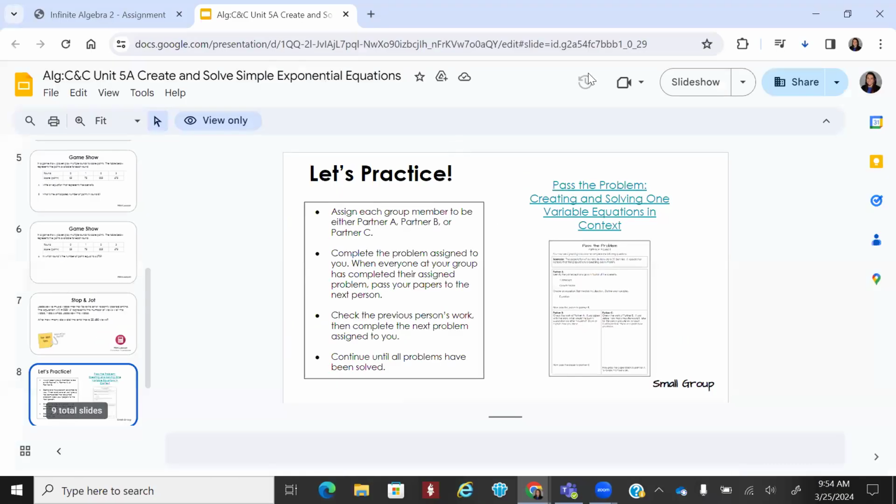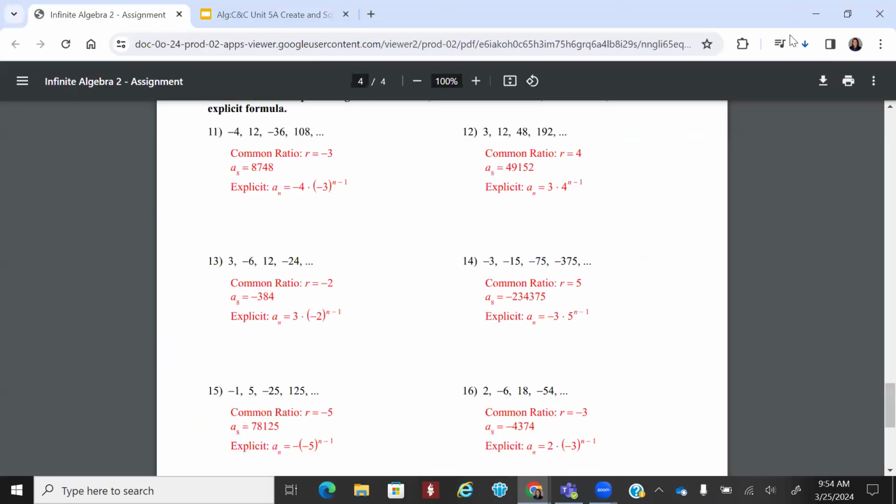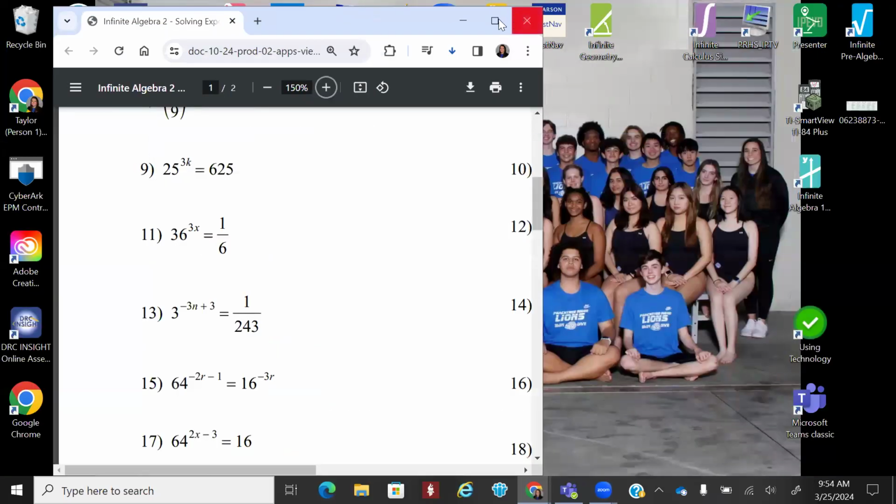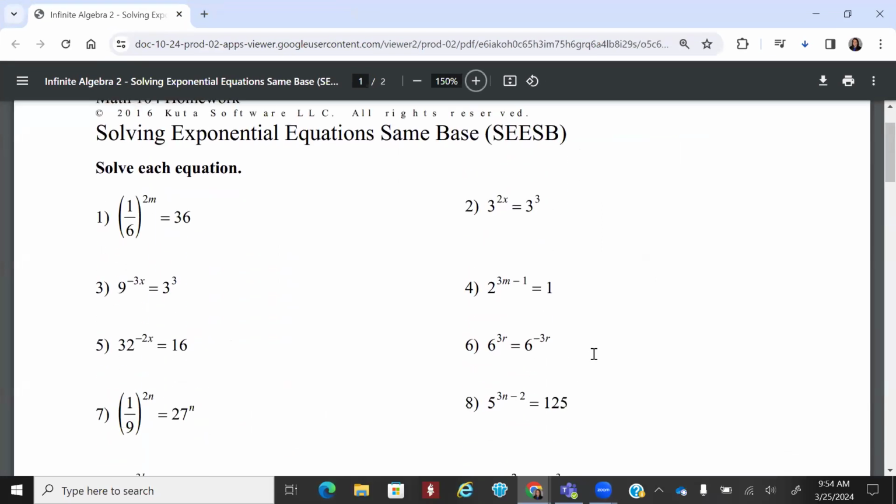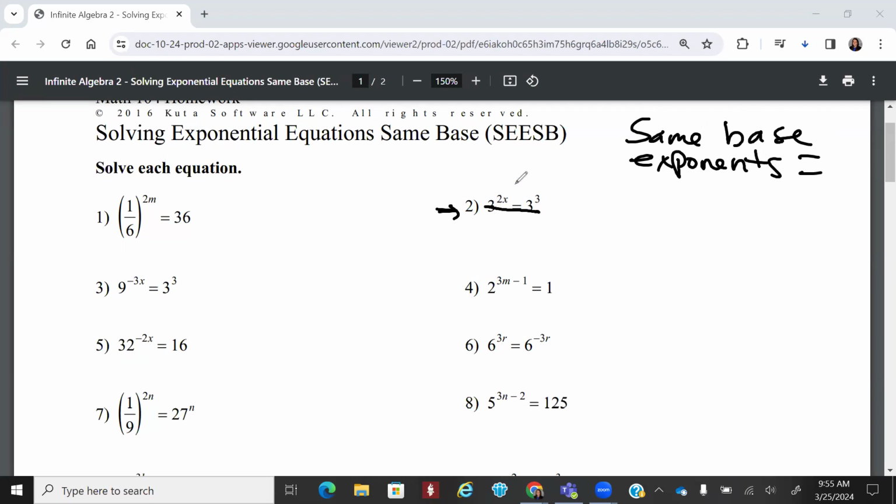Let me get off this really quick. So we're on this page, right? Okay. We talked about solving a little bit already, but if we have something like this, looking at number 2, we have the same base. If you have the same base, you're going to set the exponents equal to each other. You see how there's a 3 on one side and a 3 on the other? Same base. So we're going to drop the base. We're going to set the exponents equal to each other. Now we're going to solve.